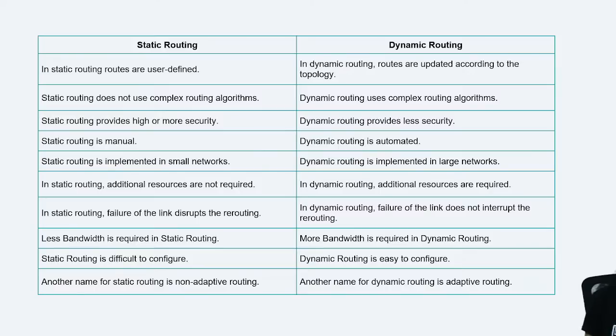Less bandwidth is required for static routing but more bandwidth is required for dynamic. Static routing is difficult to configure because you need to make it through the user only, user defined. Dynamic routing is easy, it will be automatic. The names are very important. Non-adaptive routing, remember that one question was there previously. Static routing is the non-adaptive routing, dynamic routing is the adaptive routing.